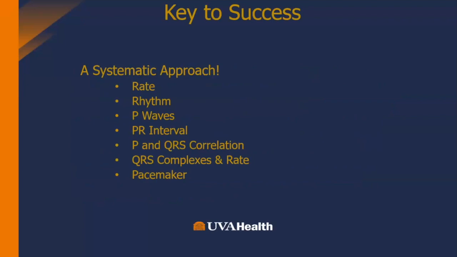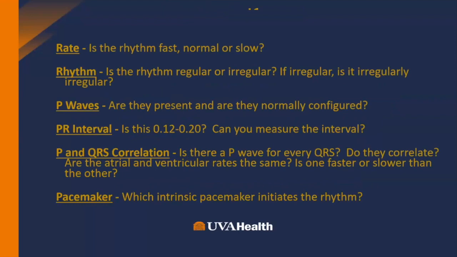So the things we want to look at, we want to look at the rate. Is it regular or irregular? Rhythm. What is it? What's the morphology of the waves, the P waves? The PR interval is critical, especially when we talk about blocks. How the P and the QRS correlate, and then the QRS complexes. And the pacemaker here is not an implanted or external pacemaker, but rather the pacemaker that's driving the rhythm.